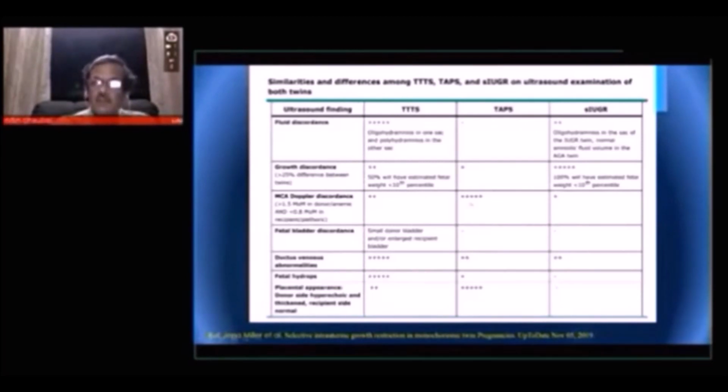If the middle cerebral artery shows a high PSV, then we are dealing with TAPS, but this can happen in both these situations. If there is a fetal bladder discordancy or if there is a fetal hydrops, then again, we are more likely to be dealing with a TTTS. If there is a ductus venosus abnormality in the recipient twin, then again, we are dealing with TTTS. And if the placenta on the donor side is hyperechoic, is fetal, then again, we are more likely to be dealing with TAPS. So this basically helps us in differentiating these conditions. There are overlaps, but as far as management is concerned, in our mind, we need to be very clear what we are dealing with, and I think this helps us in day-to-day practice.